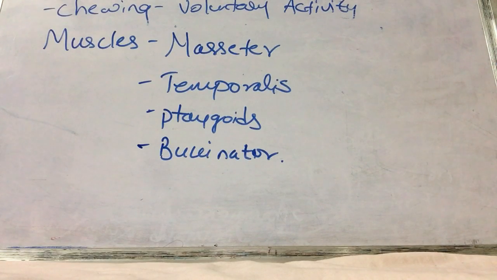And temporalis helps in retracting the mandible, and pterygoids protrude the mandible and depress the chin, whereas buccinator prevents the accumulation of food between the cheek and the mouth. Buccinator, which is the muscle of the cheek, helps in prevention of accumulation of food between the cheek and the oral cavity.